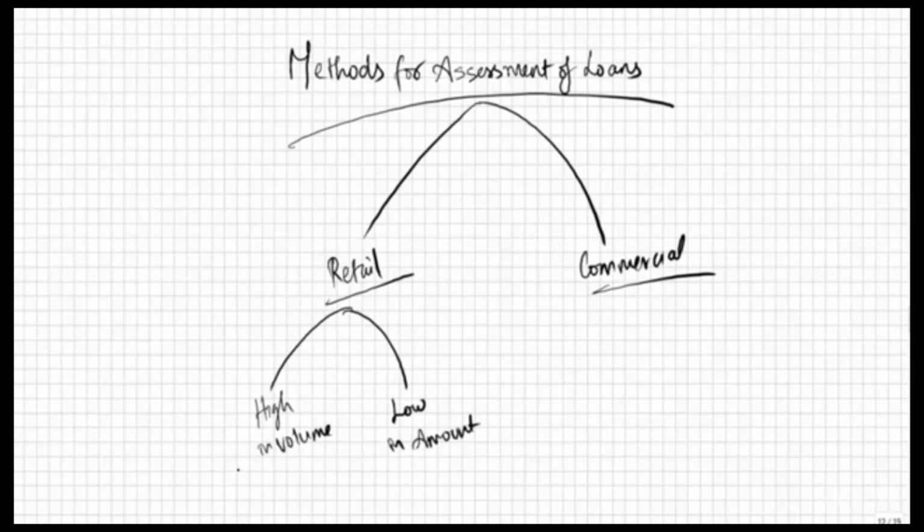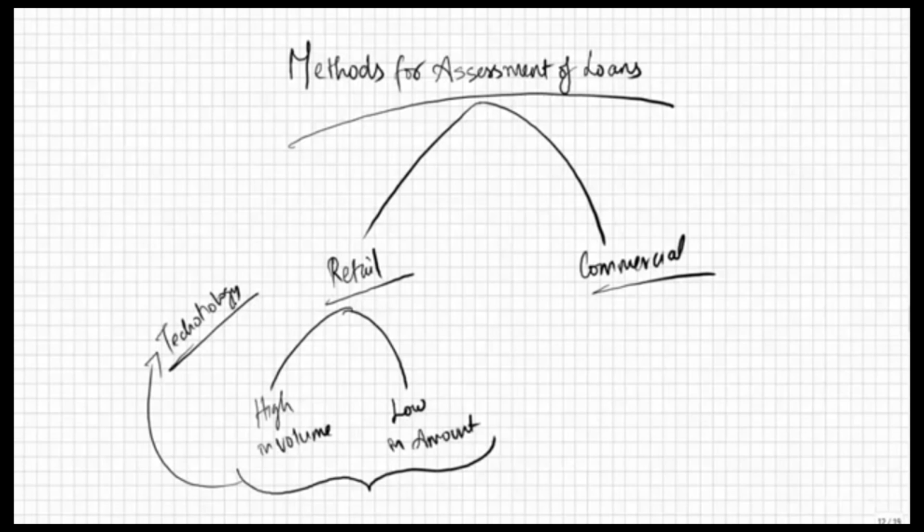Because of their volume and the amount being low, they are more mechanized. It means they involve a lot of technology, and the entire process is made system oriented, where the computer systems will capture the data and give out what is known as the credit score, and based on that the managers have to take a decision whether they should go ahead with the loan or not.